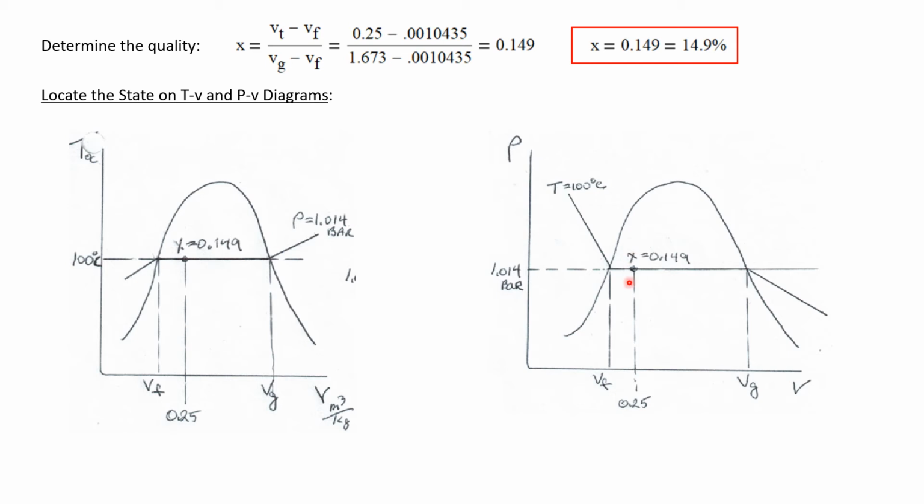And a 15% quality is going to plot right about here, because quality on the left side of the vapor dome is 0, and on the right side of the vapor dome is 1. So 15% would be right about here.